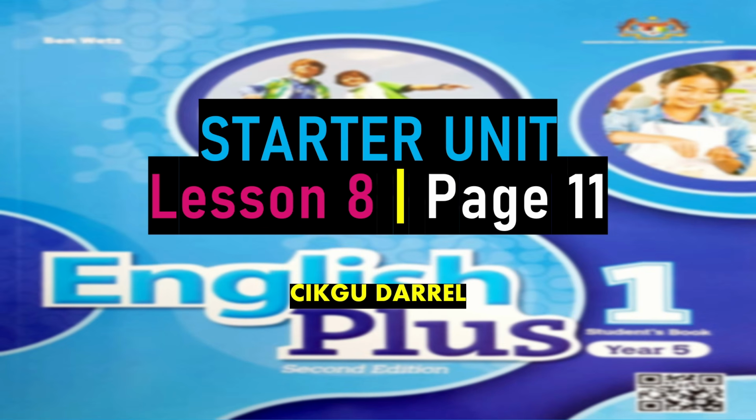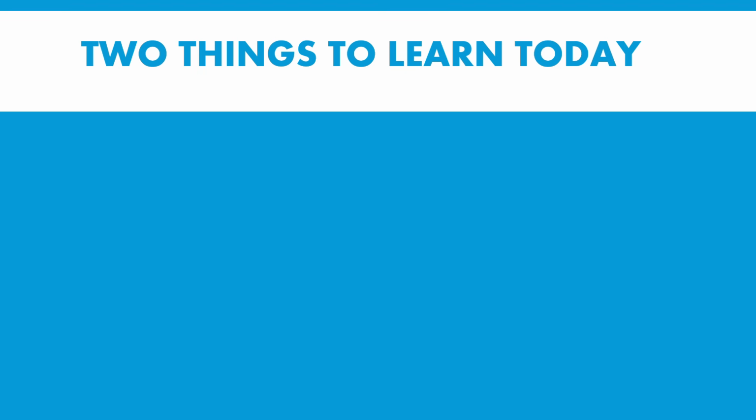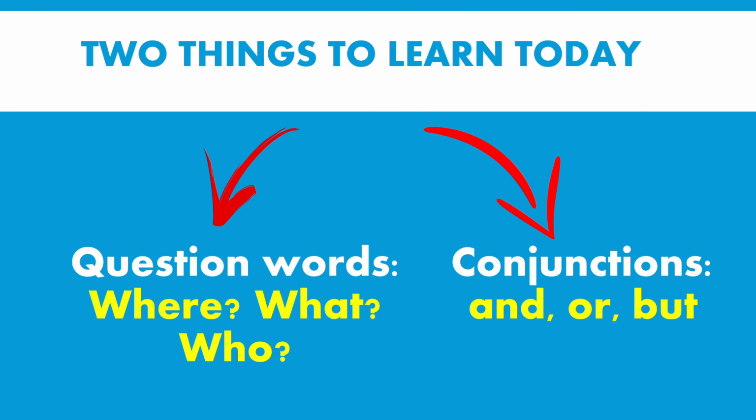Today we are going to continue with the last lesson for starter unit, which will be on page 11 of your student's book. At the end of this lesson, you will be able to ask questions and use conjunctions to write an email about yourself. So there are two things to learn for today: question words where, what, and who, followed by conjunctions and, or, and but.